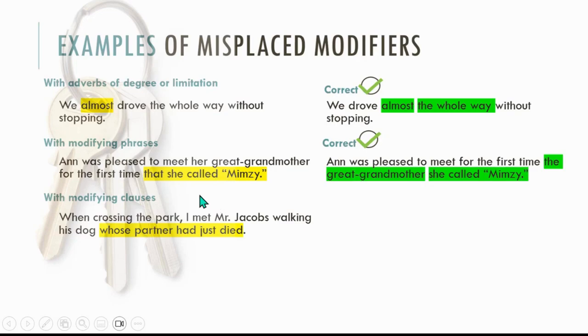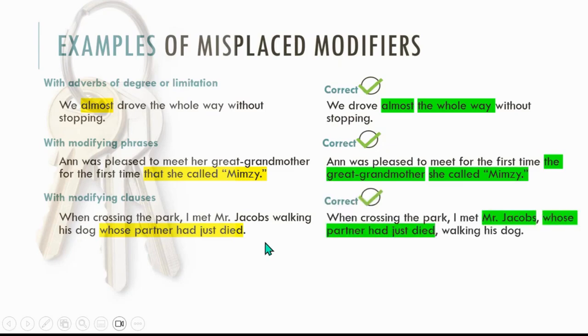And with modifying clauses, when crossing the park, I met Mr. Jacobs walking his dog whose partner had just died. See, this is where it can get quite funny, although I've known dogs that had partners who died, so it is quite sad. But pretty sure that in this case, we're talking about Mr. Jacobs, whose partner had just died. So let's put those two close together. You can see how the modifier seems to modify whatever it's closest to.